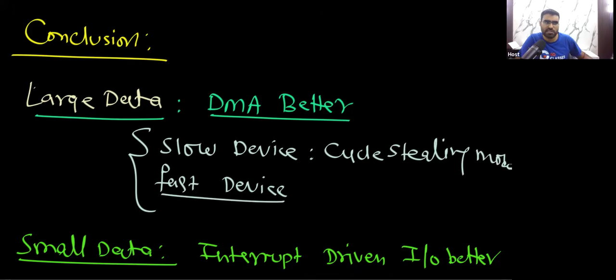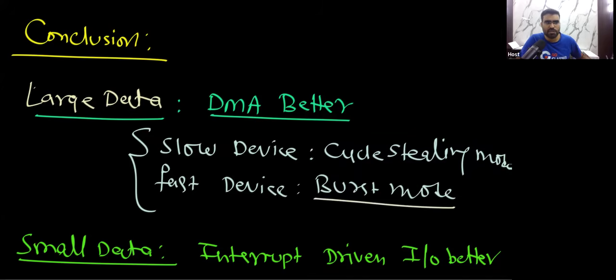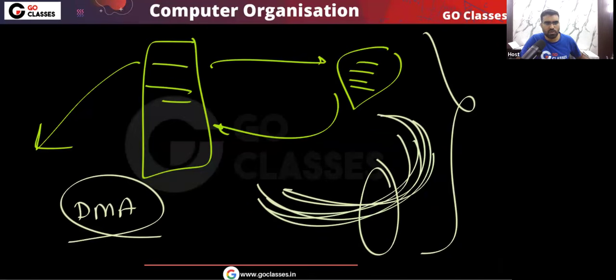And if you have a fast device, then burst mode is better. Okay, if you have a slow device, then cycle stealing mode is better. And if you have a fast device, then burst mode is better. So this is the final conclusion. I hope you understood. Now let's move on.